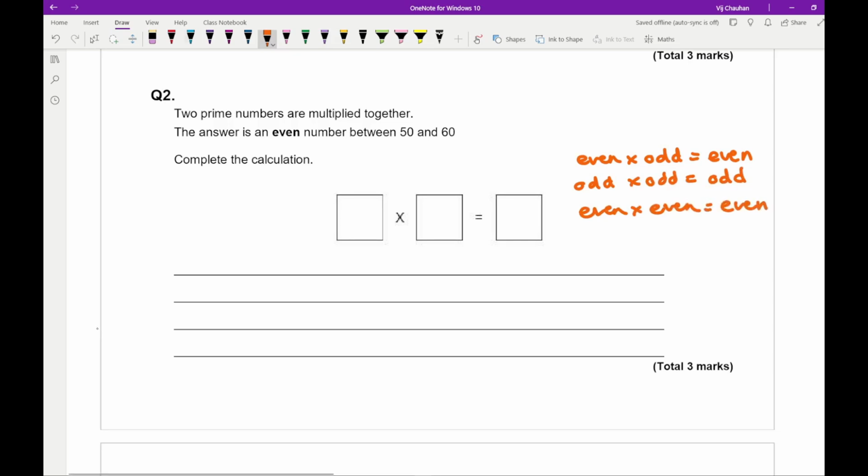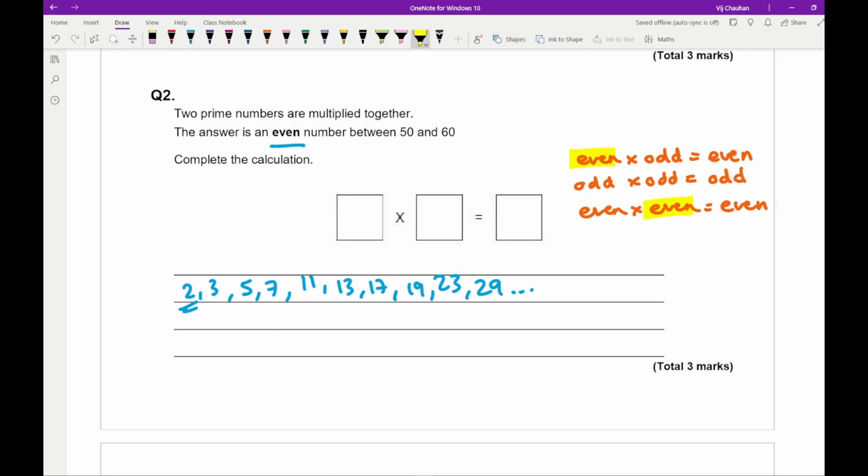Now the next thing that's good practice is for us to write down the prime numbers. So just the first couple: 2, 3, 5, 7, 11, 13, 17, 19, 23 and 29. Now in order for us to get an even answer, we definitely need to use the number 2, because as you can see, in order to get an even answer, at least one of the numbers must be even.